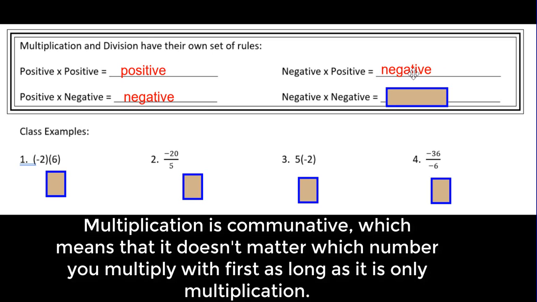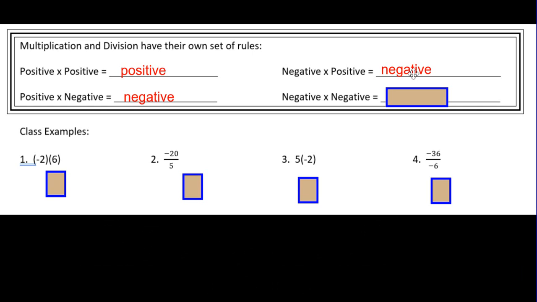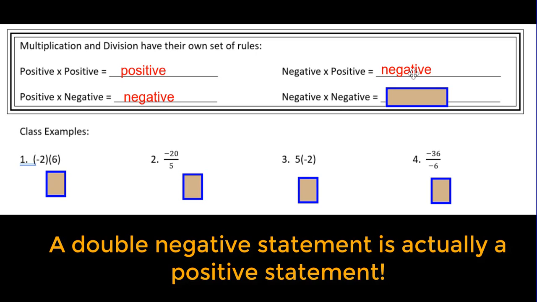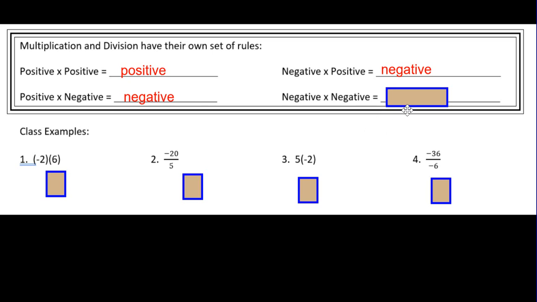And then finally, a negative times a negative, it's like saying that I am not addicted to coffee. That would mean that I am addicted to coffee. I'm not actually addicted to coffee. I just really love it. But, so therefore, a negative times a negative is actually a positive statement.